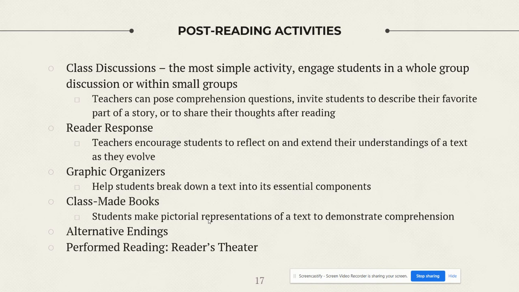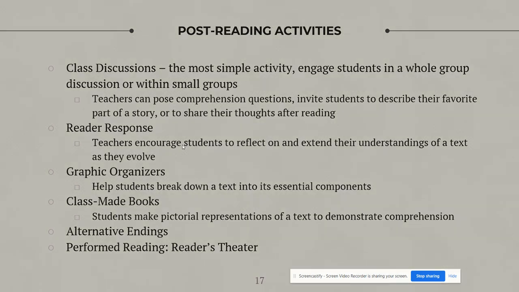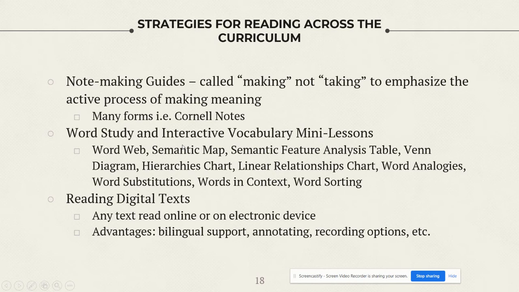There could be class-made books where students make pictorial representations of the text to demonstrate comprehension. This is really great if you have English language learners who are in the early stages of their language acquisition. It's a great way for them to engage with a text but not have to worry about that whole language component. You could have the students create alternative endings, or there could be a performed reading, a reader's theater, where they perform the reading.